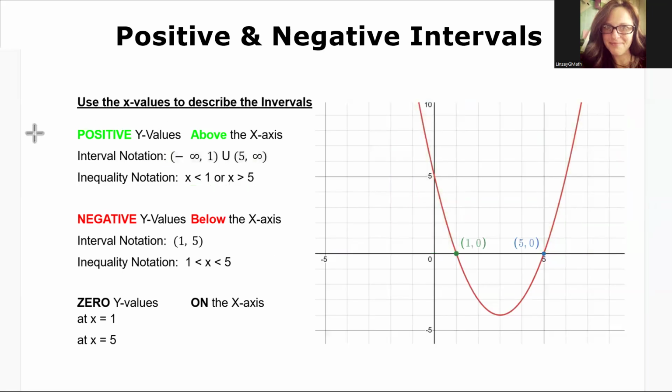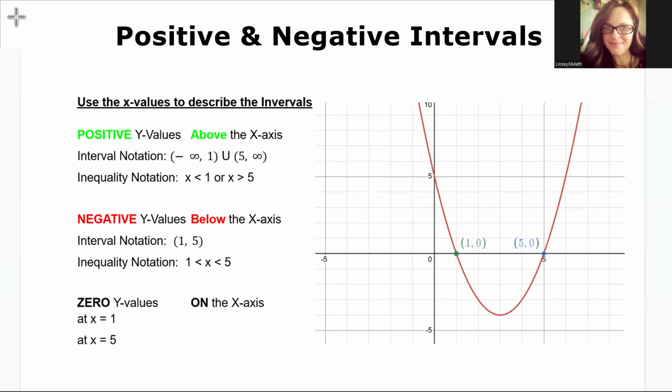The negative intervals, when the graph is below the x-axis, are from 1 to 5. We use parentheses because we are not including 1 and 5, up to, but not including. X is between 1 and 5. At exactly 1 and at exactly 5, the y values are 0. So neither positive nor negative when they are on the x-axis.